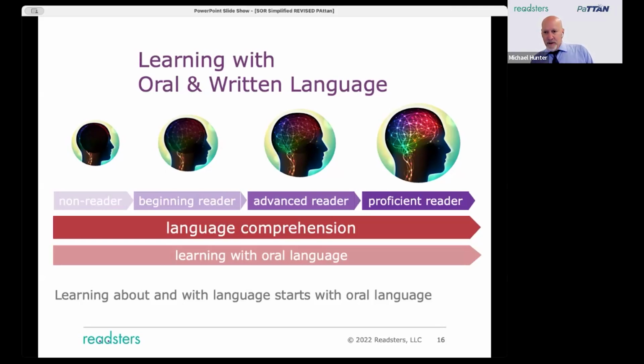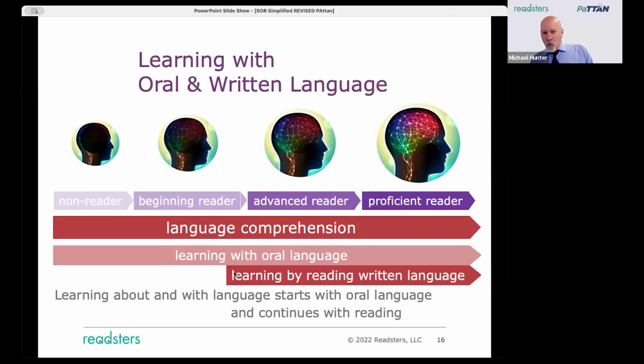But when students cannot read the text themselves, if they're going to get access to the content that might be in a text, it's going to have to be oral until they're able to read it on their own. So we start learning with oral language, and then once a student has developed a certain ability to read, they can start to read to develop their language comprehension.